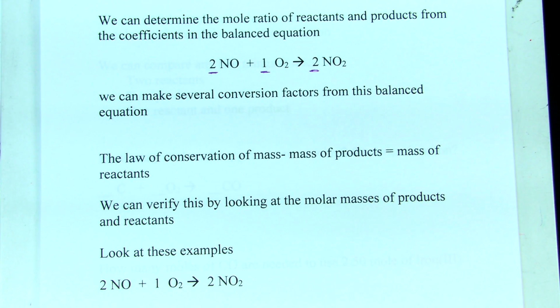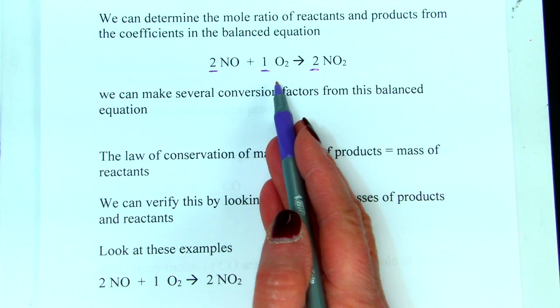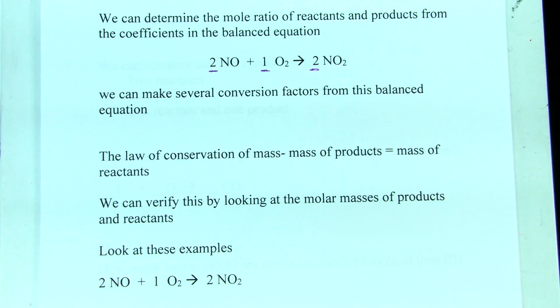So when we look at this, as a beginner, we start thinking in terms of molecules, like it's 2 NO molecules and 1 oxygen molecule makes 2 NO2 molecules. But in order to be successful in this section, you need to think about this in terms of moles. We already introduced the concept of the mole, that a mole is a group of atoms.